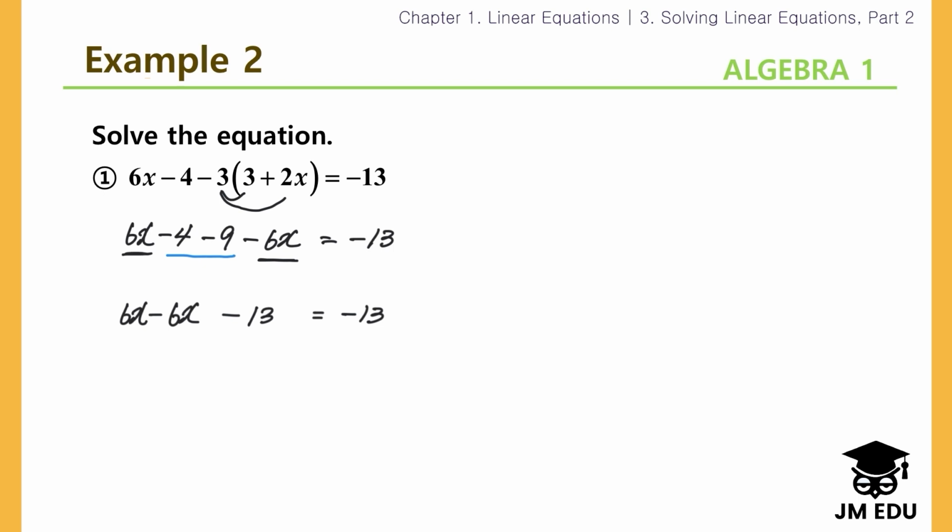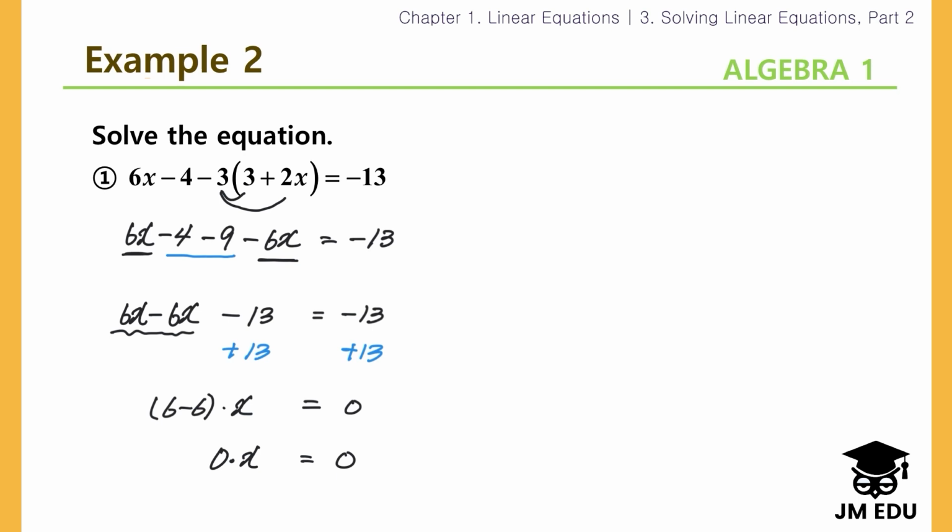So we're going to add 13 each side. So 6x minus 6x, using the distributive property, we can write that 6 minus 6 times x is equal to 0. So 6 minus 6, that's 0 times x, right? So 0 times x is equal to 0. Well, this equation has infinitely many solutions, right?